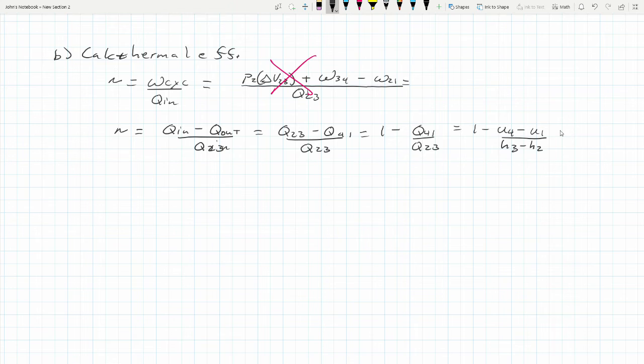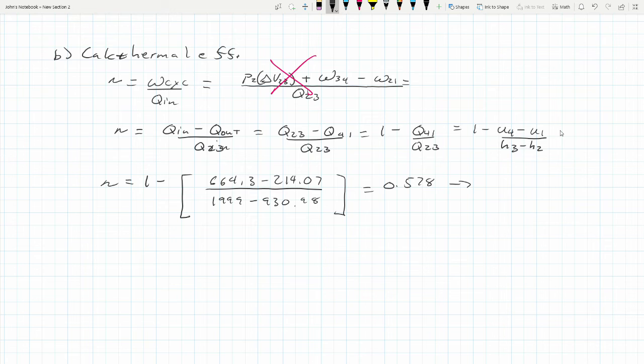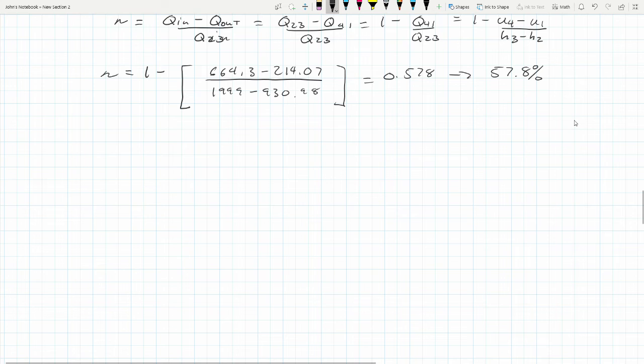So back to that equation, let's plug in our numbers. Efficiency is equal to 1 minus (664.3 minus 214.07) all over (1999 minus 930.98). This gets 0.578, which is 57.8% efficient. Now the last one, which is the mean effective pressure.